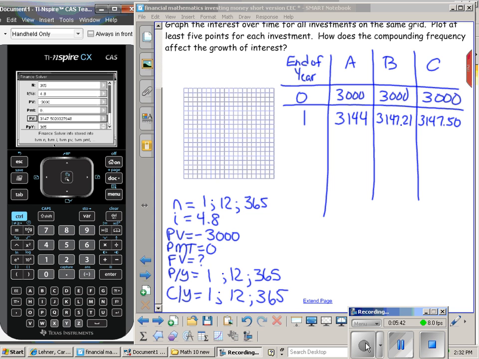So as you can see, at the end of the first year, putting it in annually, monthly, or daily doesn't make a whole lot of difference. We're talking about just over $3 difference. So not a whole lot if you're just leaving it in for 1 year.